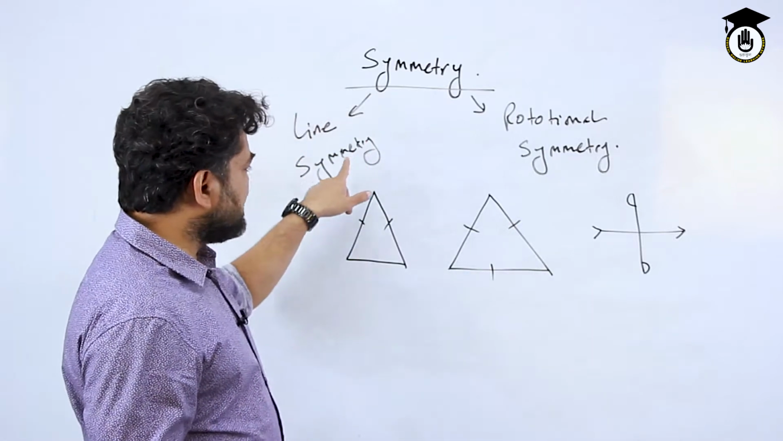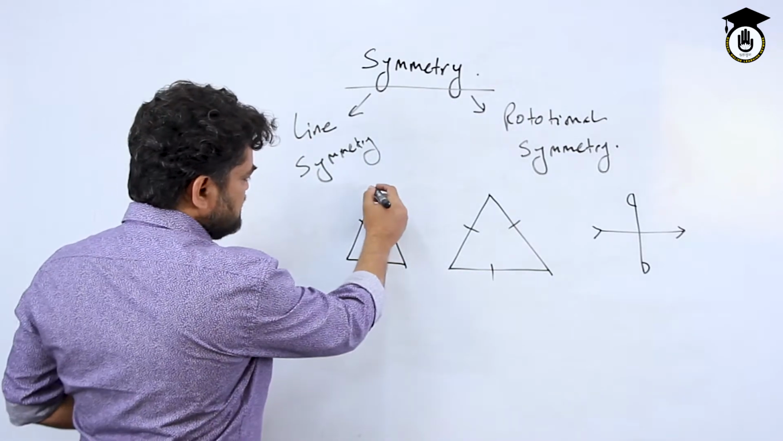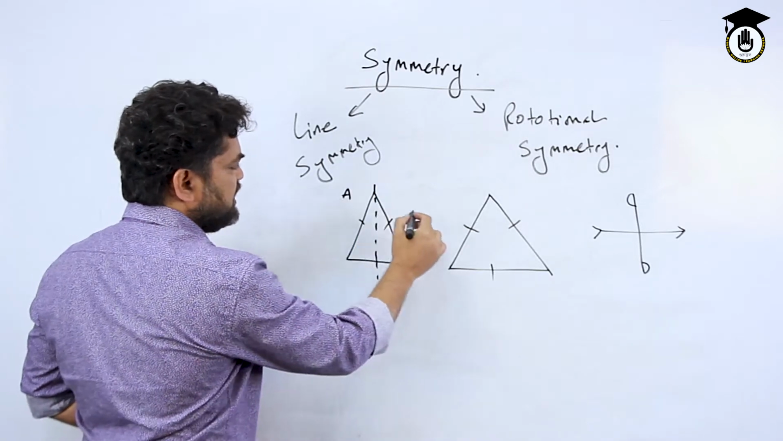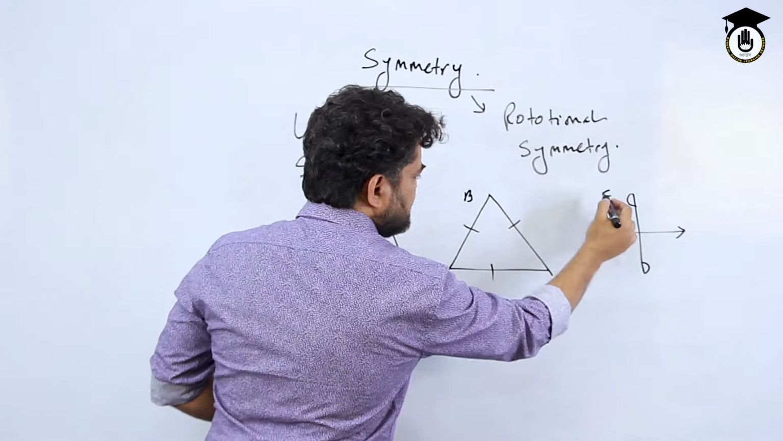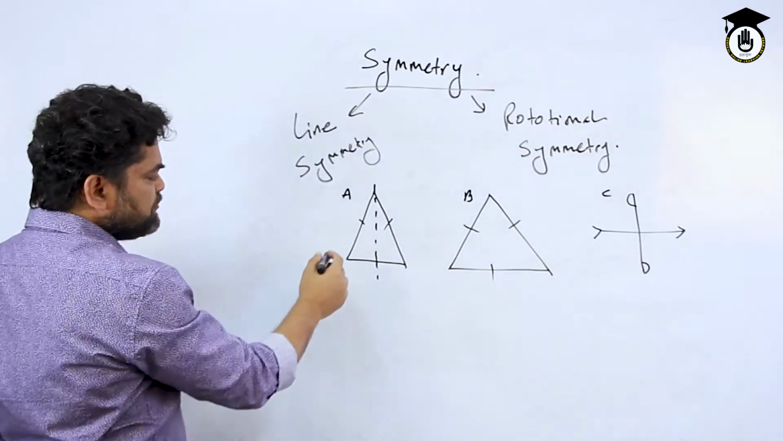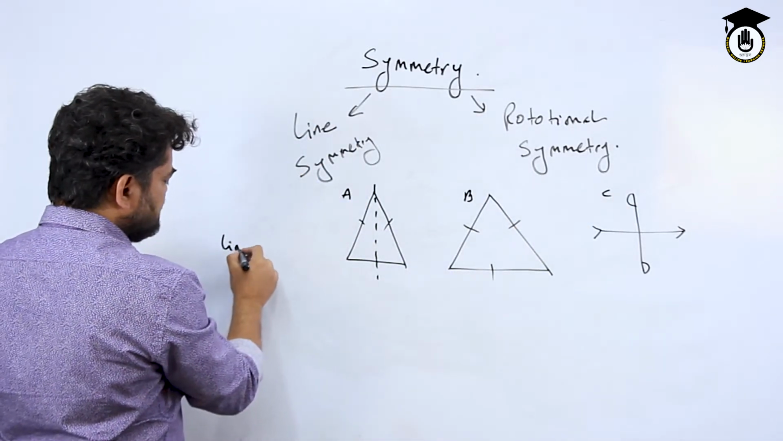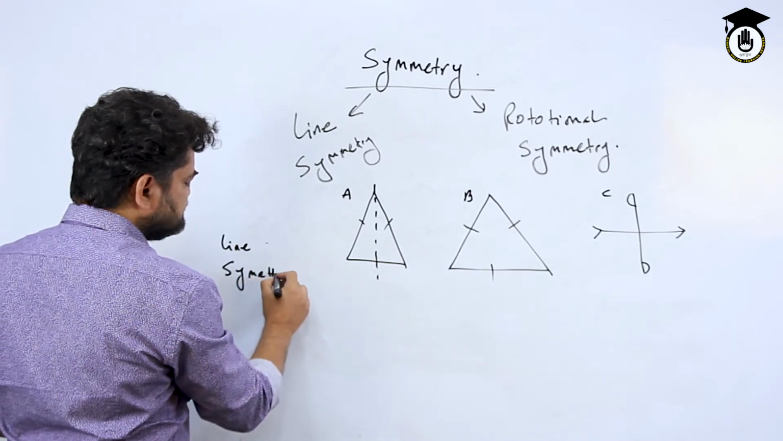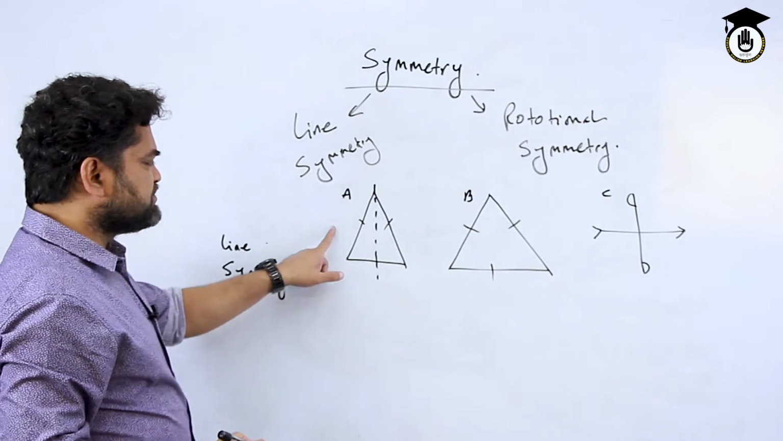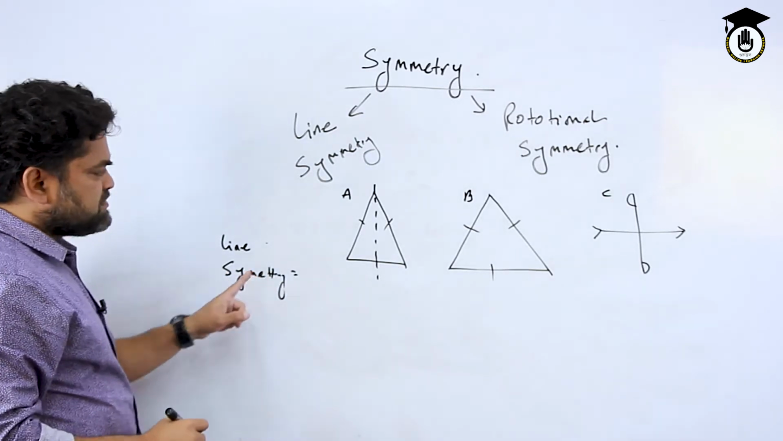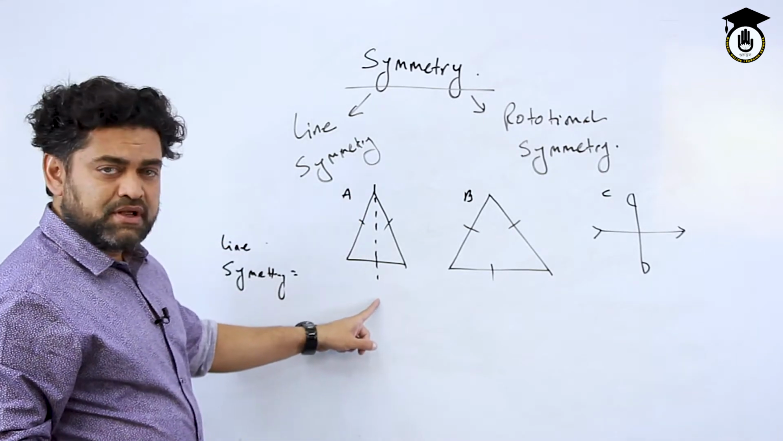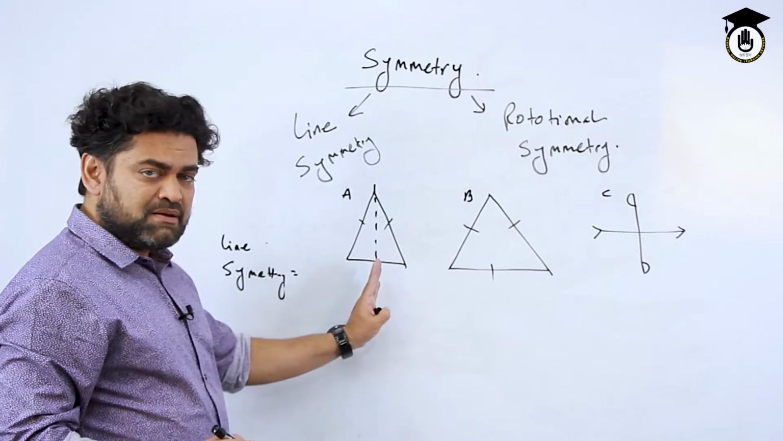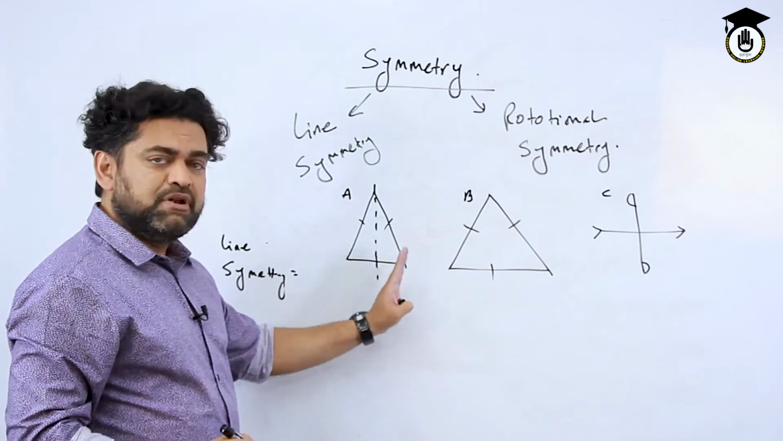In case of line symmetry, how many lines of symmetry are there here? In this diagram, let me name it A, and this is B, and this is C. So I will go for line symmetry. If I write here line symmetry, in the case of this diagram there is only one line I have drawn here, which makes the two equal halves. A symmetrical body means two equal halves, one on each side.